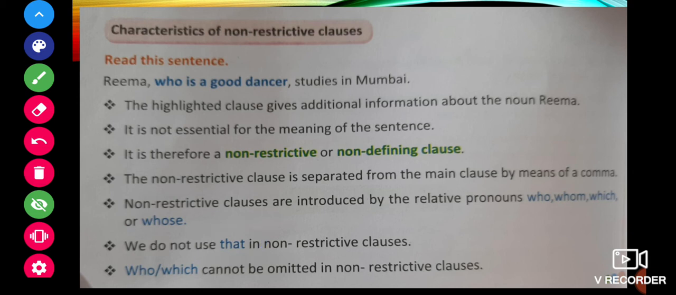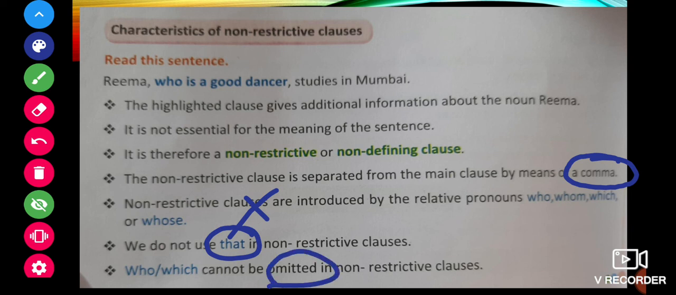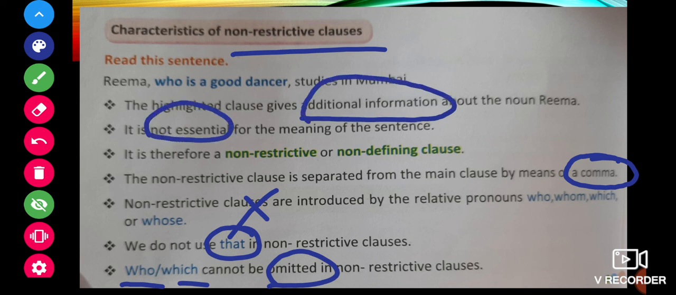This is another difference. Who, which cannot be omitted in non-restrictive clauses. Now this is the third difference. We have seen that in restrictive clauses we can omit that, who, which, but in non-restrictive clauses we cannot omit them. So there are four differences. The first one is there's a comma in non-restrictive clauses. The second one, that is not used in non-restrictive clauses, and we cannot omit who, which in non-restrictive clauses. And the most important difference is non-restrictive clauses give us some additional information which is not essential.